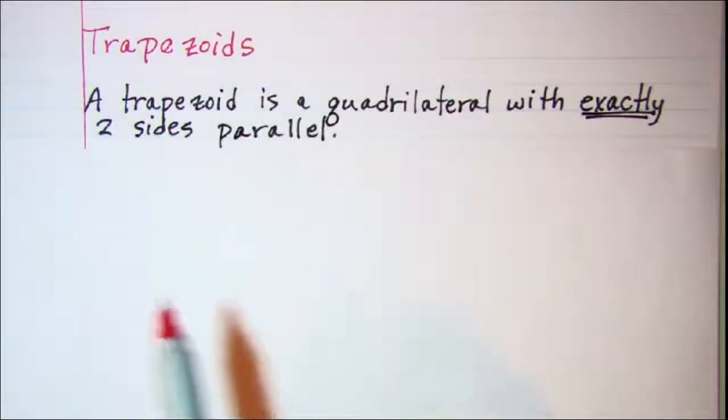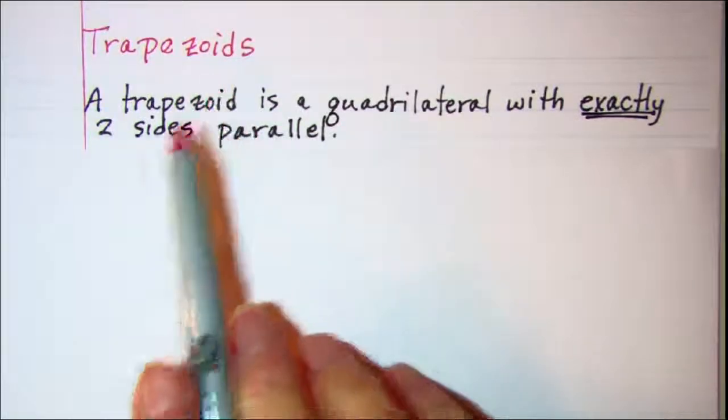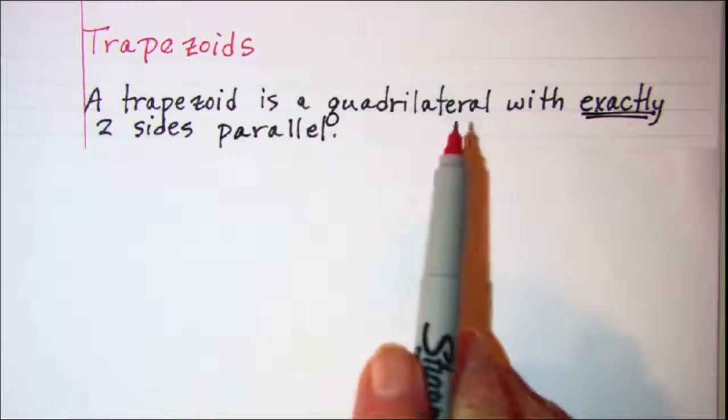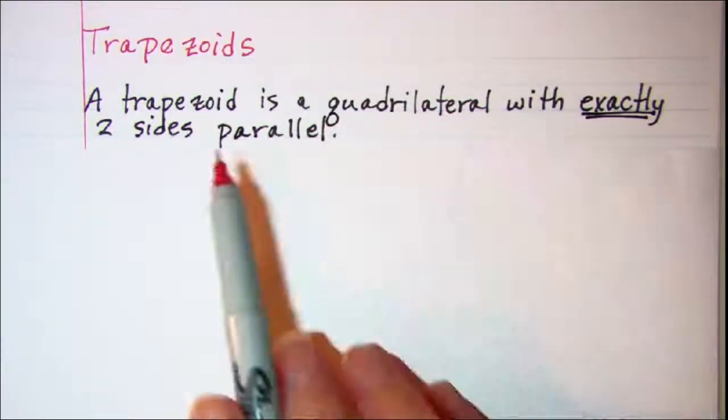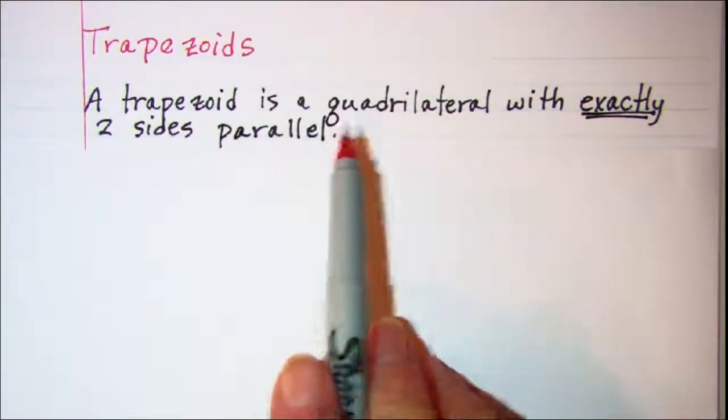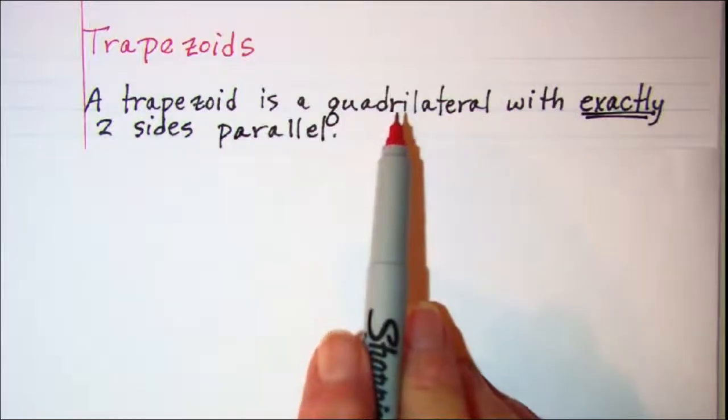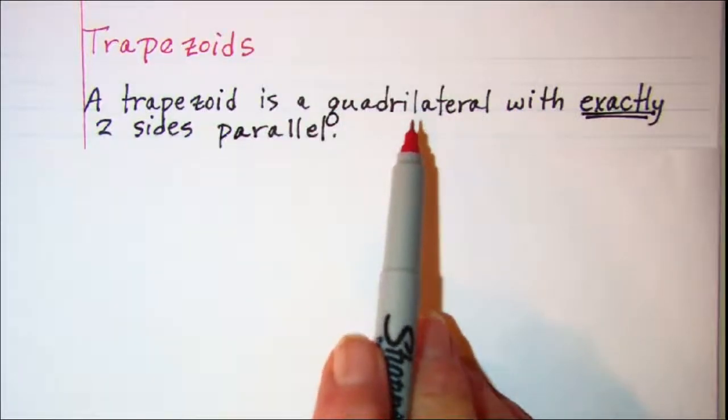In this video, we'll be talking about trapezoids. A trapezoid is a quadrilateral with exactly two sides parallel. Now remember, a quadrilateral is just a four-sided polygon.